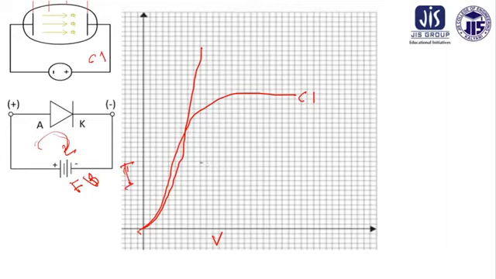In the forward bias characteristics you see that this is for the diode valve and this is for the PN junction. As this is for the diode valve and this is for the PN junction, we can say the characteristic of the PN junction is equivalent to the diode valve. For that reason we can conclude that the PN junction is also a diode. So that's all for this particular video.